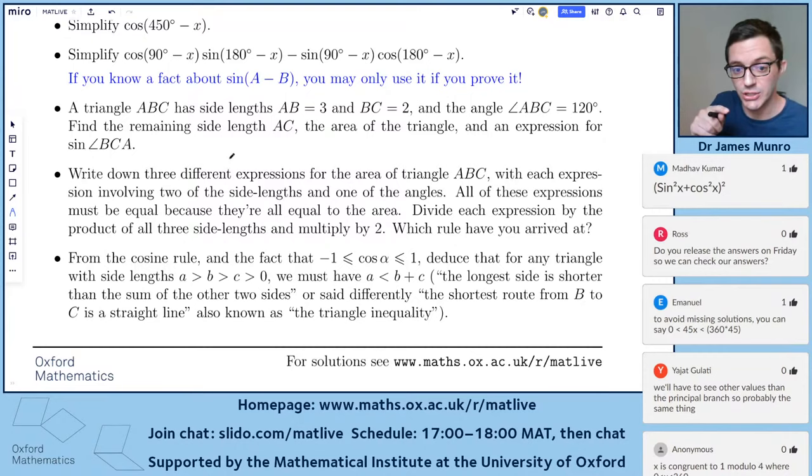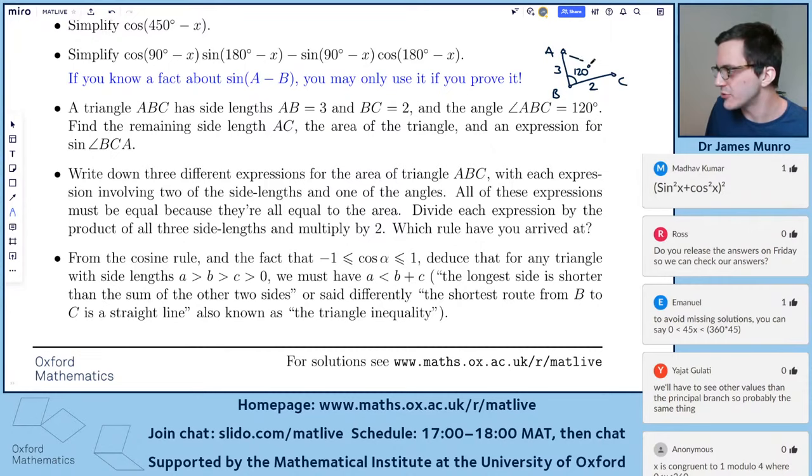So given this triangle, I've given you, I think, enough facts about the triangle. So A, B, C, and I've told you that AB is length 3 and BC is length 2, and this angle is 120 degrees. I think that uniquely defines the triangle, because I've given you those two sides and an angle, side, angle, side. I think that uniquely determines the triangle. I'd like to know everything else about the triangle.